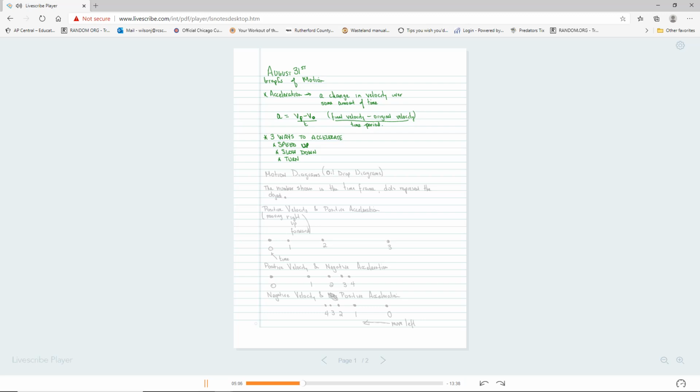Okay, so acceleration. You can speed up, slow down, or turn. I'm not going to worry about the turning piece today. We're just going to do the speed up and slow down. So I'm going to give you some descriptions, and we're going to give some motion diagrams that go with them. So, motion diagrams. These are the first kind. You will sometimes hear them called oil drop diagrams.